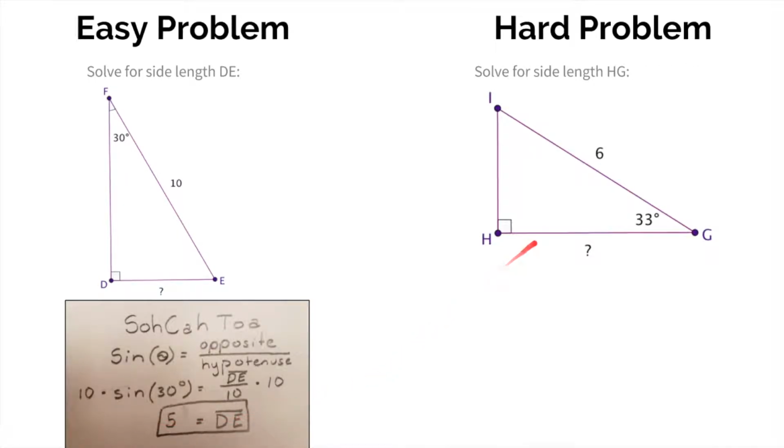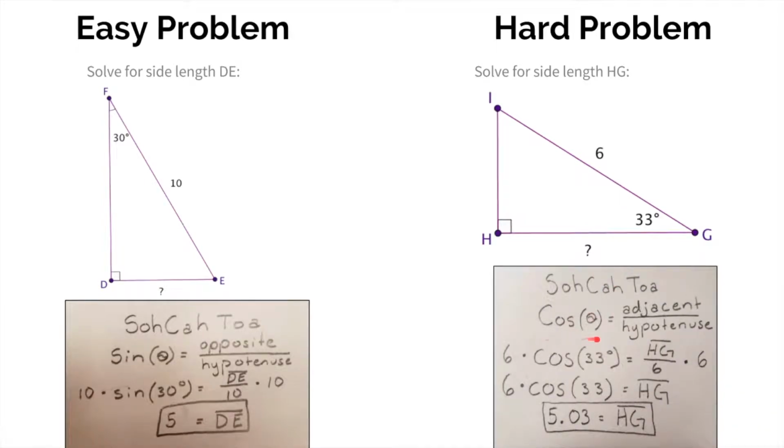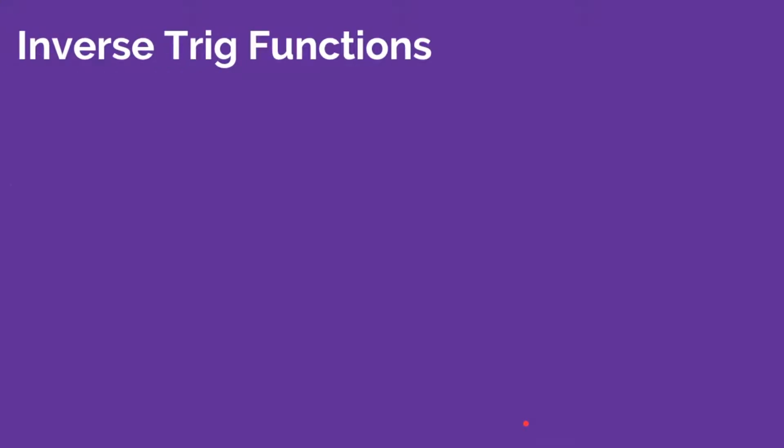On to the next example. Find the side length, HG. We want to use the same idea. We are given the angle G, which is 33 degrees, and the hypotenuse, and we are trying to find the side length adjacent to 33 degrees. Therefore, we use cosine. Setting up our equation, we have cosine of 33 equals HG over 6. Multiply each side by 6, then multiply 6 times cosine of 33. Round your answer to the hundredths and you should get 5.03.